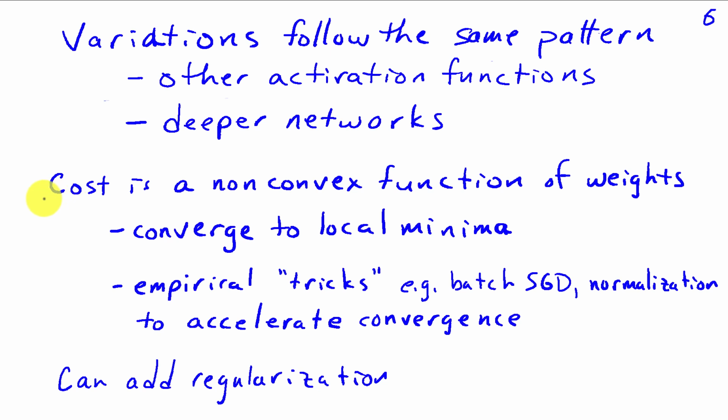Now the cost or the loss associated with the neural network is a non-convex function of these weights. So that means at best our gradient descent is going to converge to a local minimum. And one can do different things, like start from different initial conditions for the weights and pick the one that works best. There's also a number of empirical tricks that can be used to improve convergence performance, such as batch SGD, where rather than iterating on a single training sample at a time, you iterate on groups of training samples. And you can also normalize these training samples in different ways. These are methods that in some cases do accelerate convergence.